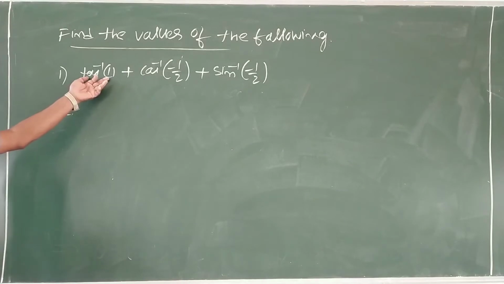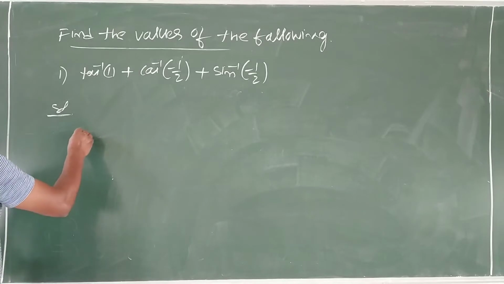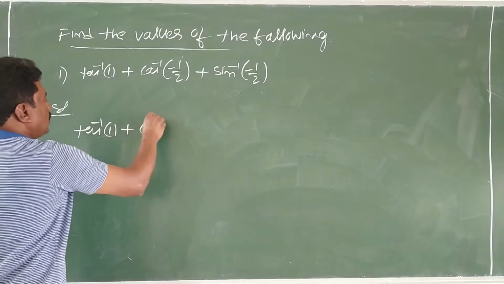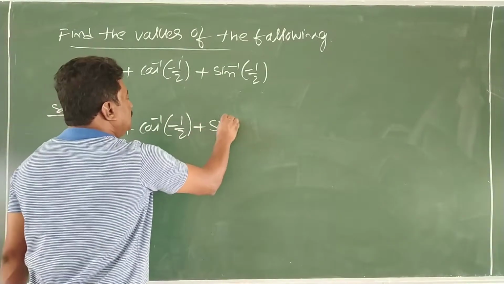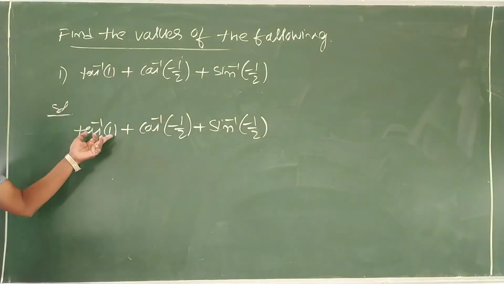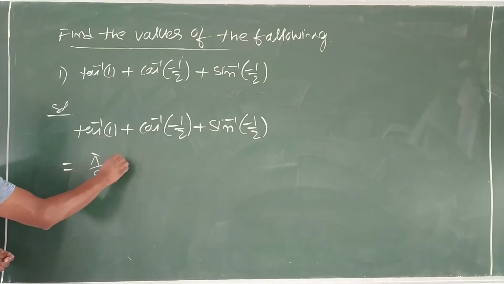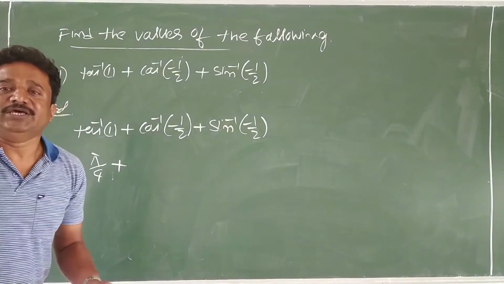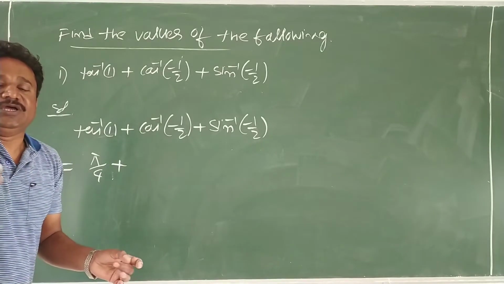How much is tan inverse 1 value? Pi by 4. So I take that question once again: tan inverse 1 plus cos inverse minus 1 by 2 plus sin inverse minus 1 by 2. Tan inverse 1 is pi by 4, plus, now I am going to use a formula I just proved. You recall that formula.